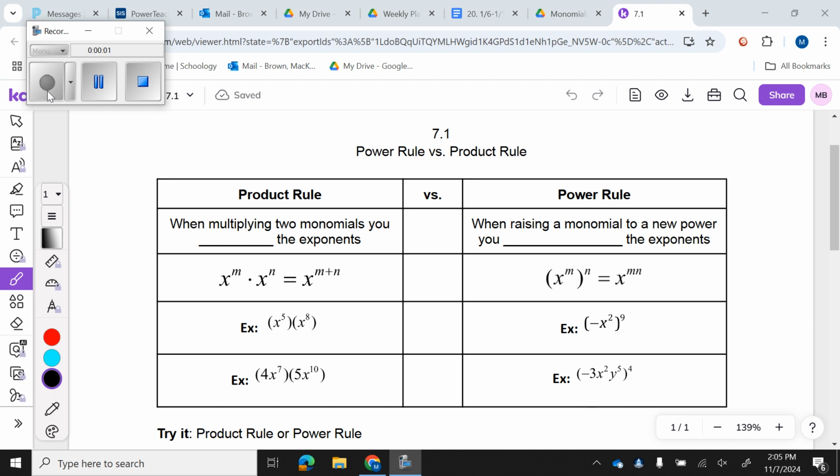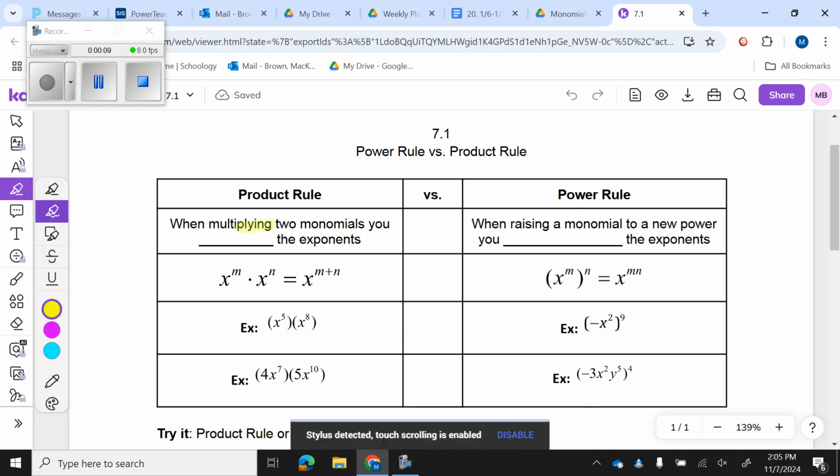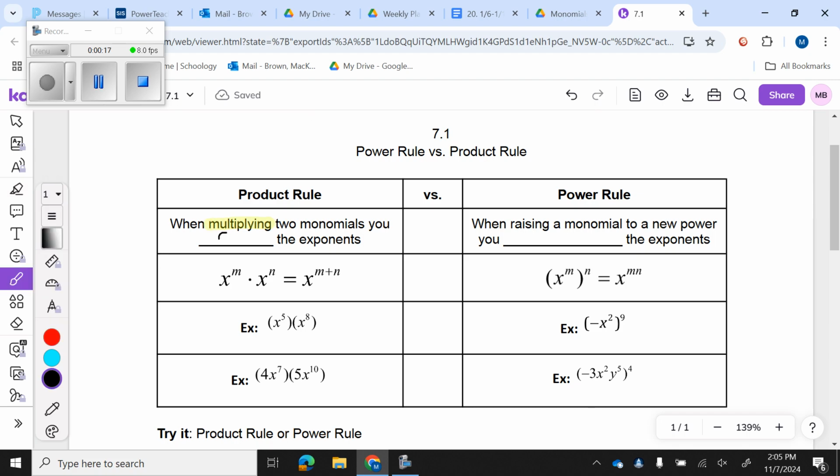Today we're going to talk about the power rule and the product rule. So we're going to start with the product rule. That means that when you are multiplying two monomials, which just means they're single terms, when you multiply two monomials together, you're going to add the exponents.